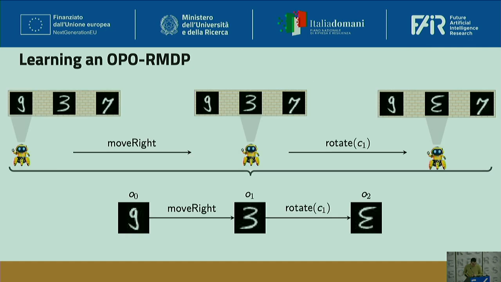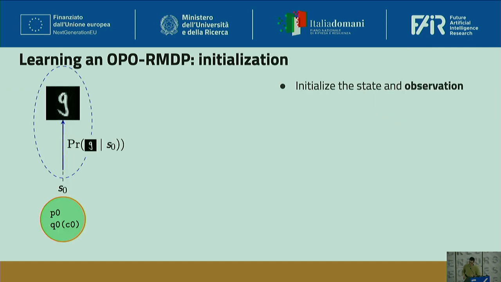But also it has to initialize the observation function. So, for example, in the initial situation, the probability of observing what the agent is observing, given the state that it has just built, is 1, because there is only one state and one observation. It cannot be otherwise. Of course, this is a very simple example.